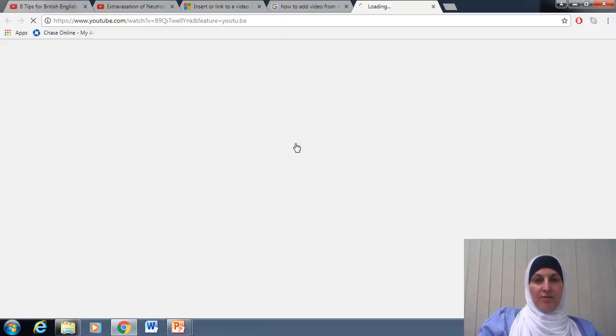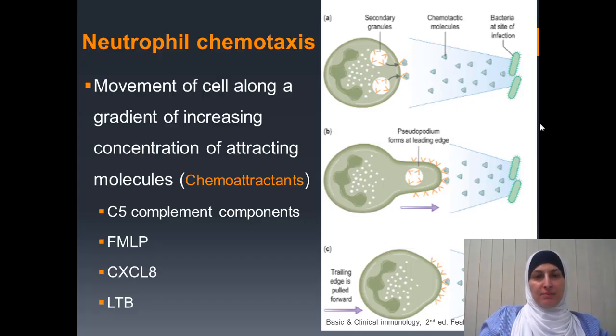There's a very beautiful video that you can see, and it shows the process of transmigration. So how do the neutrophils move from the blood vessel to the tissue? How do they get the directions toward the pathogen, or toward the site of infection or inflammation?